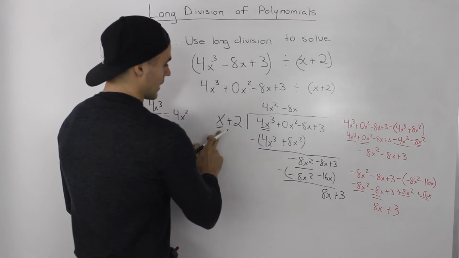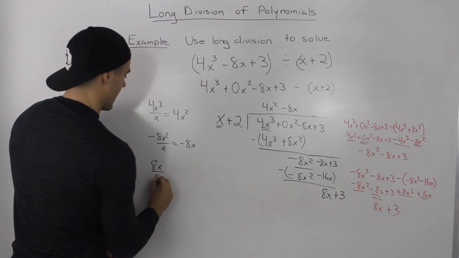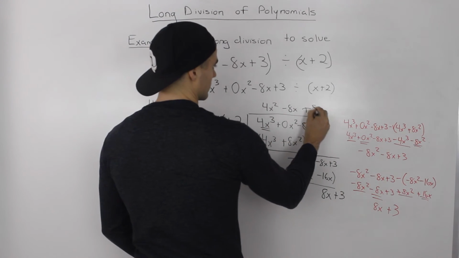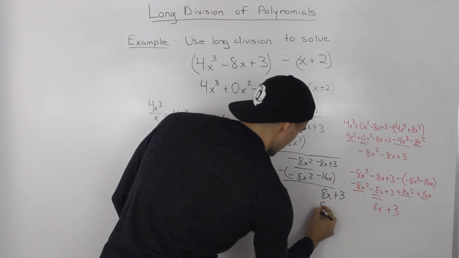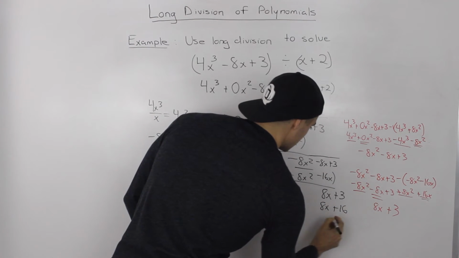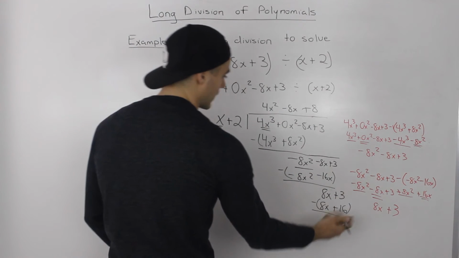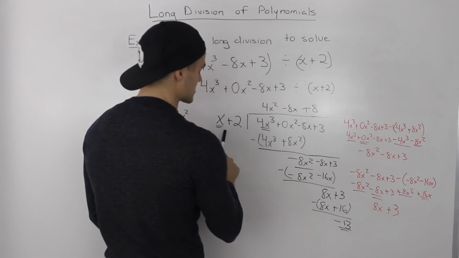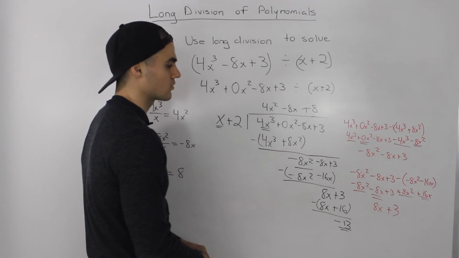So then we find out how many times does x go into 8x. So 8x divided by x, well, the x's just cancel out and we're just left with 8. So 8 times x plus 2, that ends up giving us 8x plus 16. Then when we subtract these, the 8x's cancel out. 3 minus 16 ends up giving us negative 13. And x plus 2 can't go into negative 13, so negative 13 is our remainder.